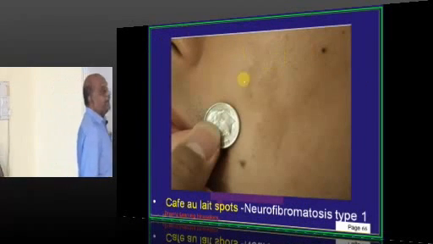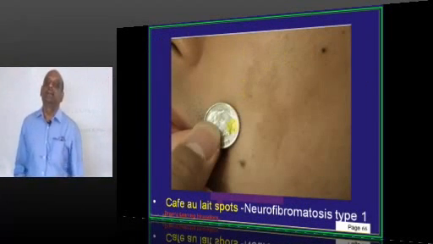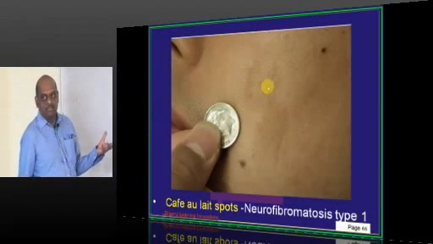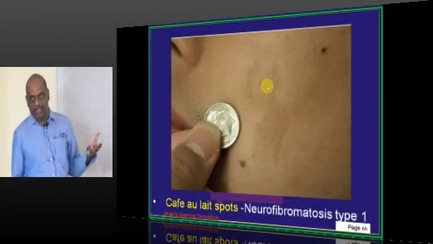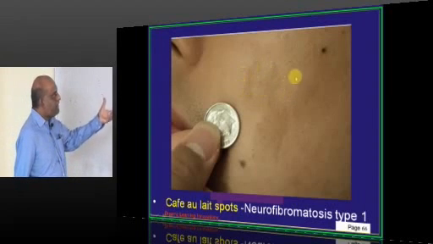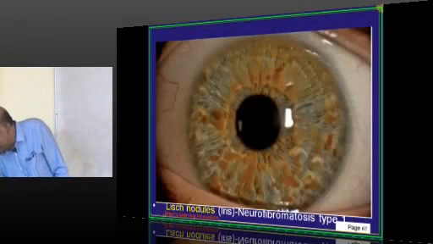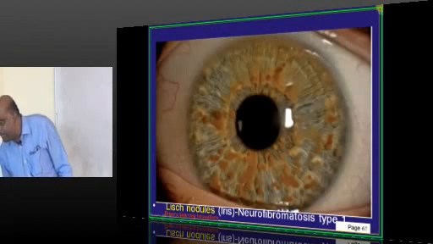Then doctor, café-au-lait spots are like that chocolate colored, brown colored thing. So café-au-lait spots is typically once more a feature of neurofibromatosis is what needs to be remembered.